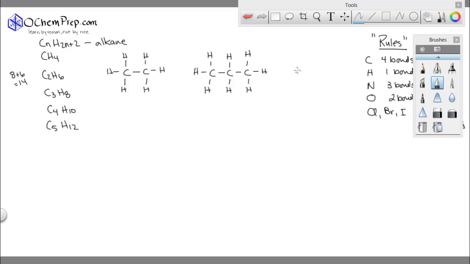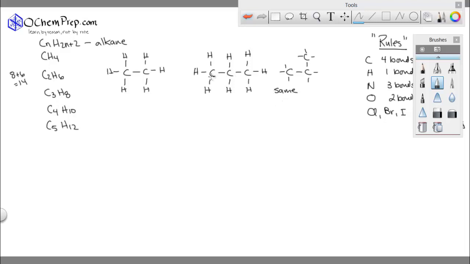Now, if I drew propane, C3H8 like that, or drew it like this, even though it's bent, I'm just going to put the dashes here, it's still the same thing. Because if you look, this CH3, this C is attached to 3 H's, so is this one. This C is attached to 2 H's, so is this one. And this C is attached to 3 H's, and so is this one. So even though they don't look alike, they are exactly the same thing.